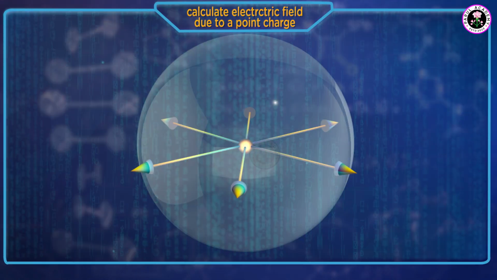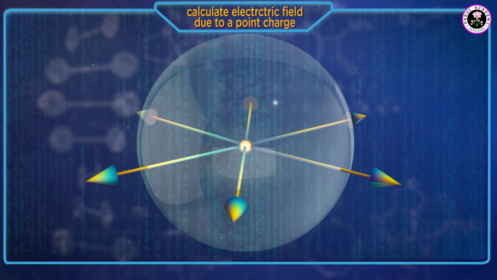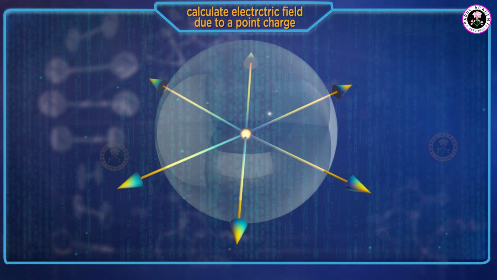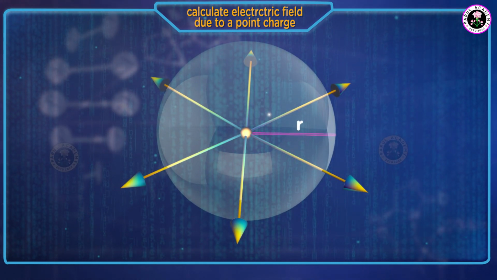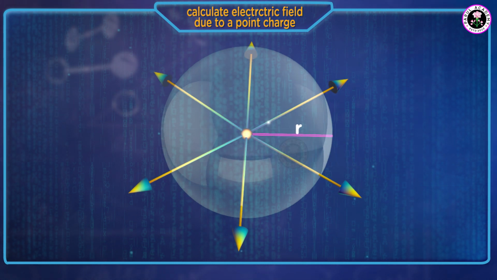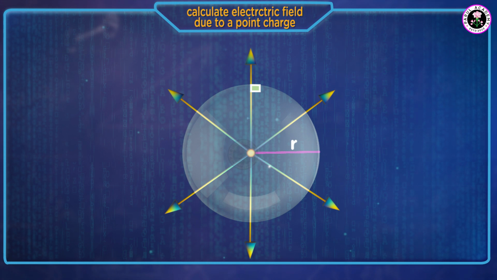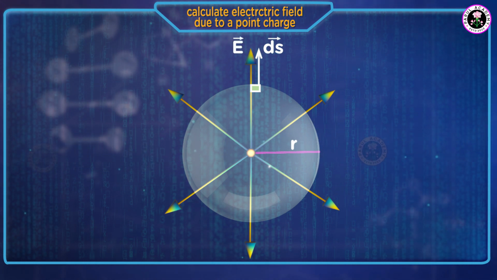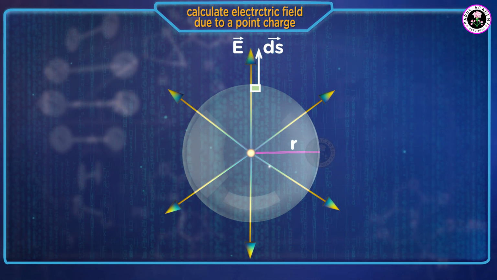Let us calculate the electric field due to a point charge using Gauss theorem. Number 1, we will enclose the charge with a sphere, including the point where we have to find the field, say at r distance. So the radius of the sphere will be small r, and take a ds area on that sphere. Number 2, the ds vector and the electric field vector are in the same direction.